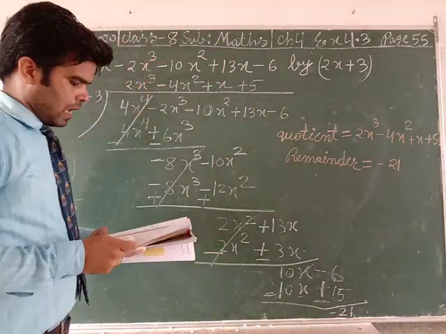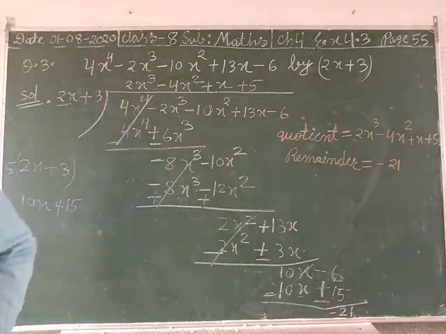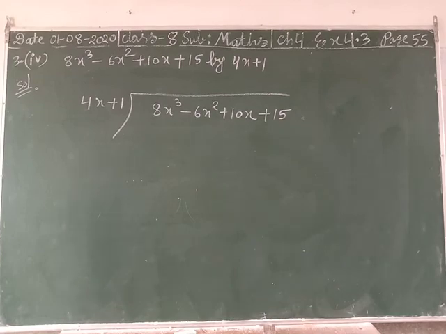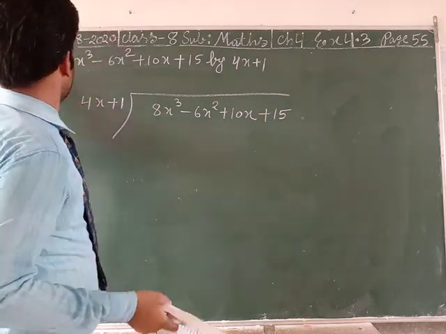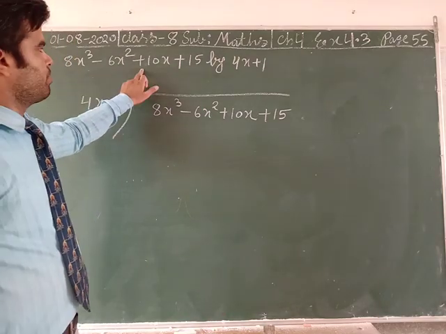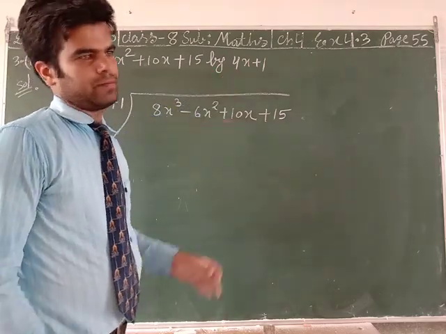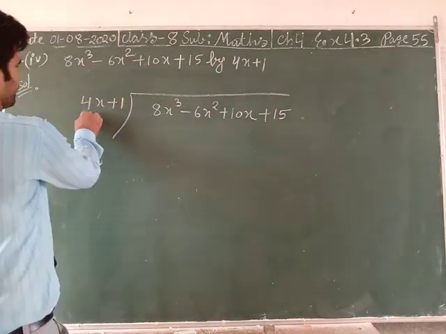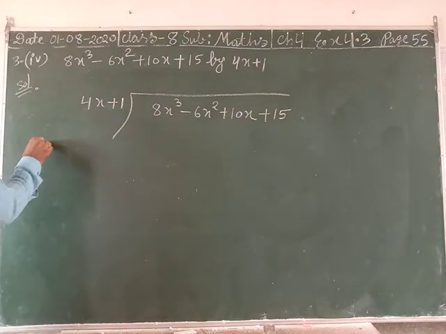So after that we will discuss question number 4, students. Okay students, now we will see the fourth question of question number 3. 8x cube minus 6x square plus 10x plus 15 divided by 4x plus 1. So see students, here is 4x and here is 8x cube. So we multiply by 2x square.